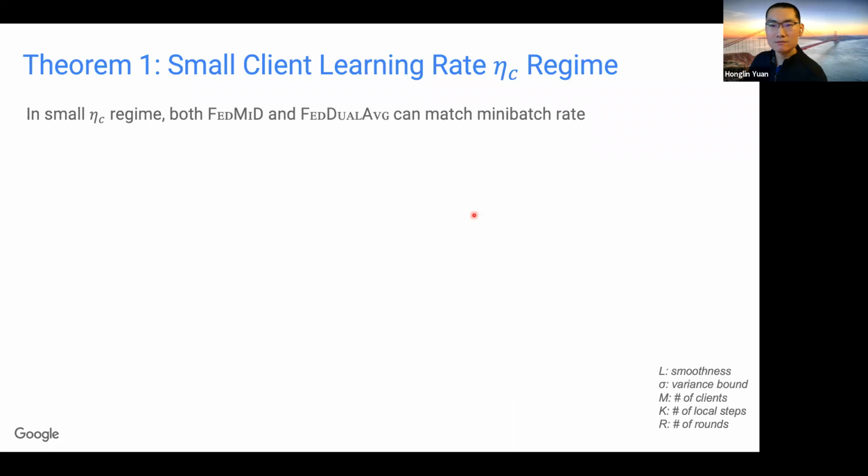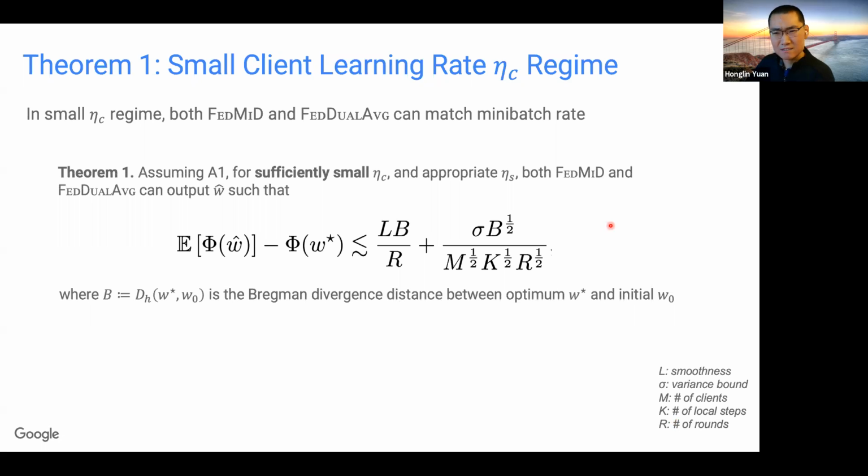Now we are going to show the first theorem of this work. This is a somewhat simpler theorem, which shows that in the small eta client regime, both federated mirror descent and federated dual averaging can match the mini batch rate. Here, the mini batch rate means R steps of MK batch. So it has a large batch but fewer steps, because it's only the number of rounds of steps.